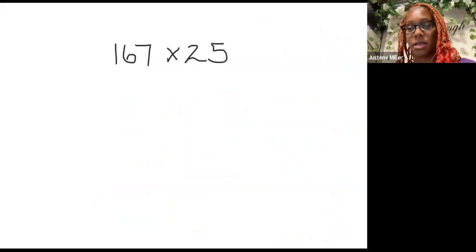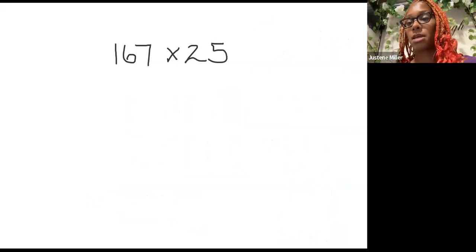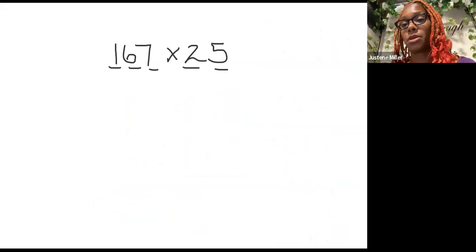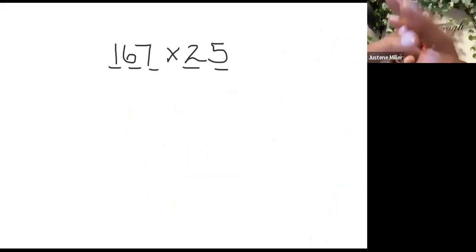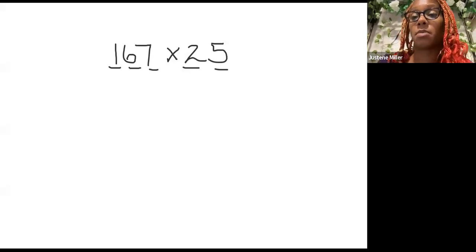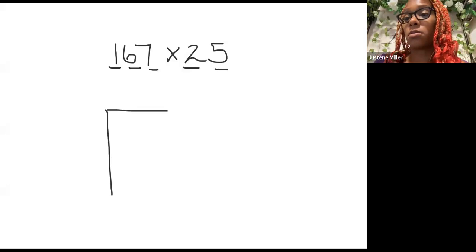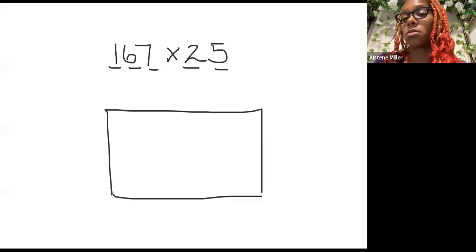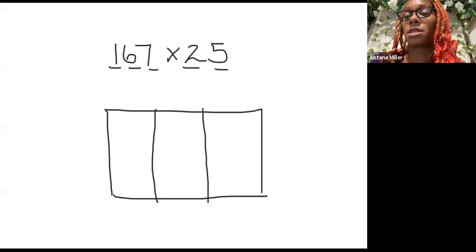Looking good, looking good. All right, so counting my digits to know how many total boxes I definitely should have. I have 3 by 2. So 3 by 2 means I should have 6 boxes. So on one side, I should have 3, so I'm going to do it at the top. I'm going to draw my rectangle or my big box, and I'm going to put 167 at the top. So I'm going to make sure 2 lines makes 3 spaces. And then at the bottom or on the side, I'm going to have 2 for the 25.